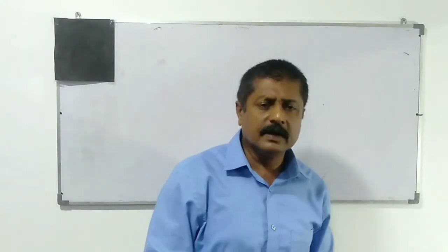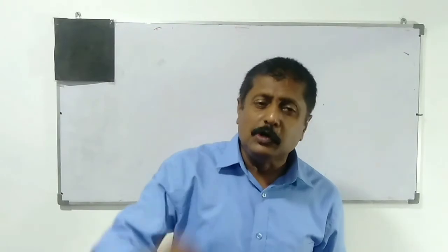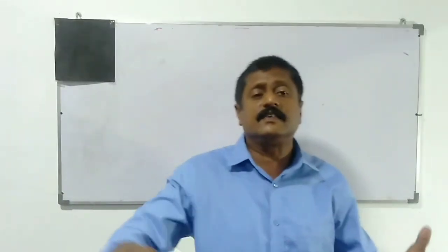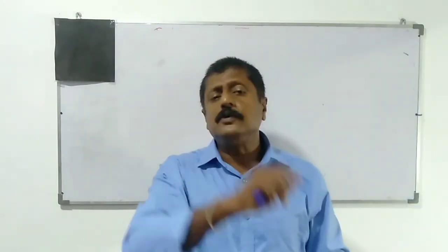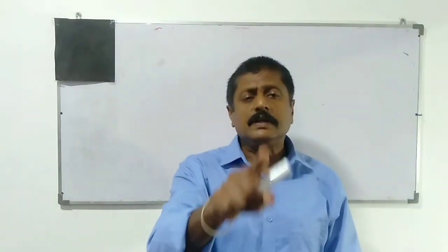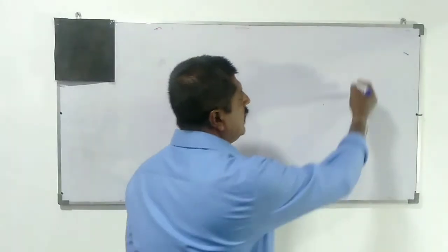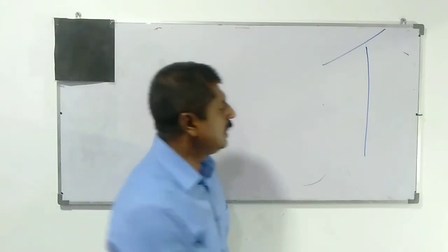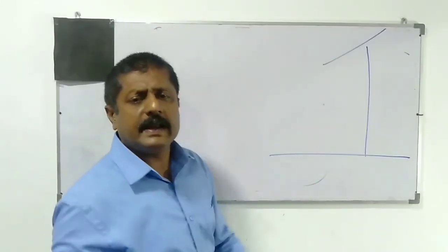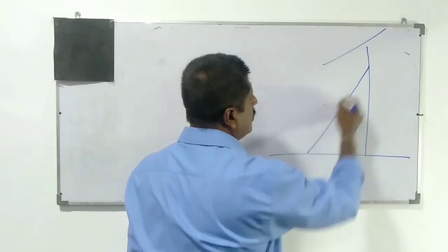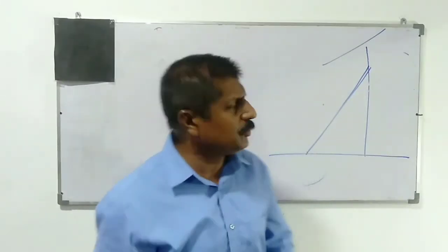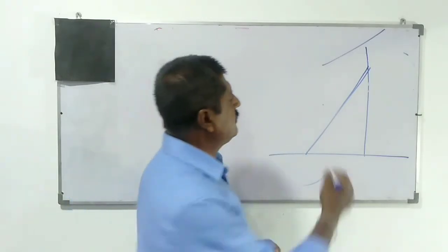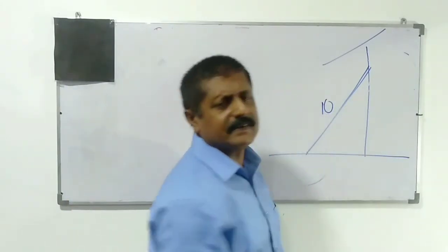Next thing, when you get a question, you don't get direct questions like this: this side is this much, this side is this much, find the other side. Like that you don't get questions. Now you get questions like this. There is a wall, there is a house like this, and a man leans a ladder onto this wall. The length of the ladder is 10 feet.